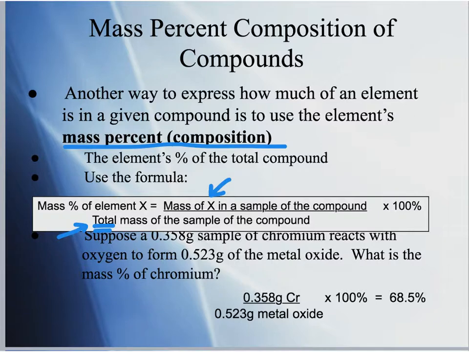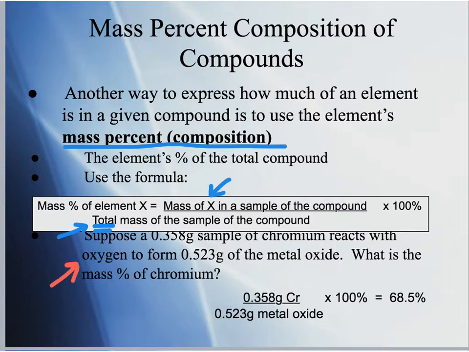Okay, so all percentages are parts out of wholes, right? So again, we're talking about sodium in sodium chloride. We're going to take the mass of sodium and then divide it by the total mass of sodium chloride that we have. So here's an example. We've got an example here that says, suppose 0.358 grams of chromium react with oxygen to form 0.0523 grams of metal oxide. What is the mass percent of chromium?